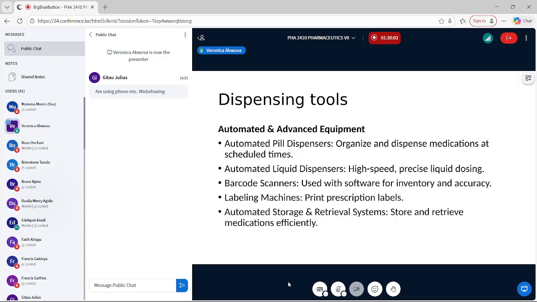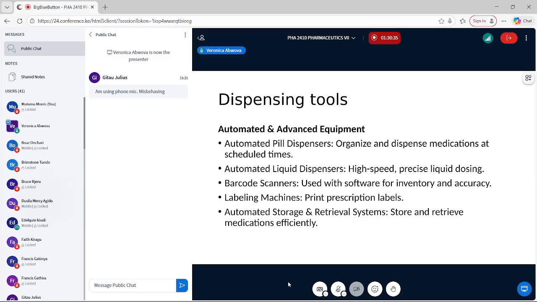Then we have automated and advanced equipment, again used as dispensing tools. Automated pill dispensers are used to organize and dispense medications at scheduled times. We have automated liquid dispensers, which are for high-speed, precise liquid dosing. Then we have barcode scanners, which are used with software for inventory and accuracy. We have labeling machines that are used for labeling medicines.